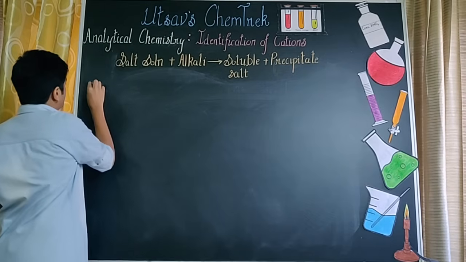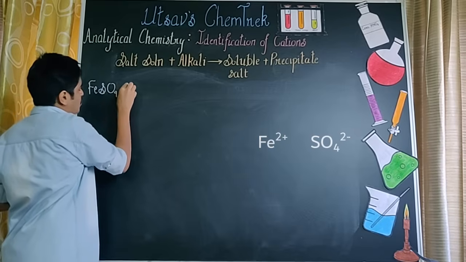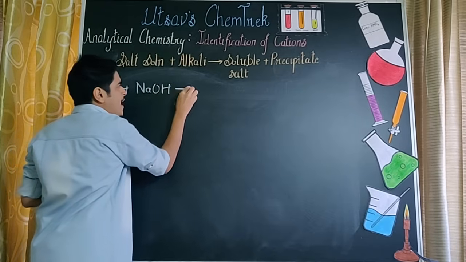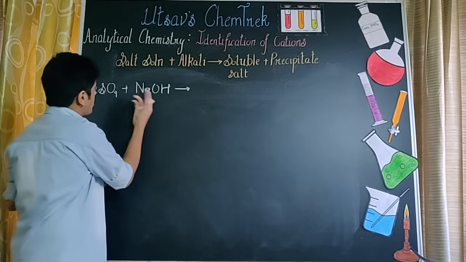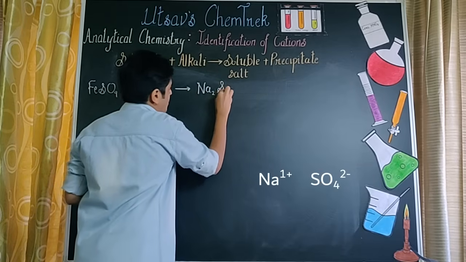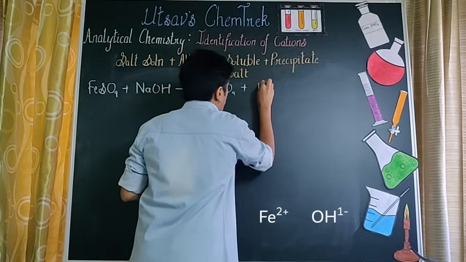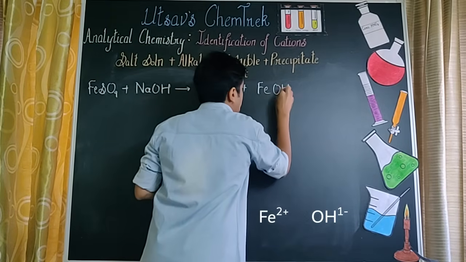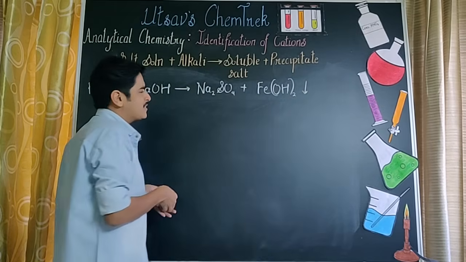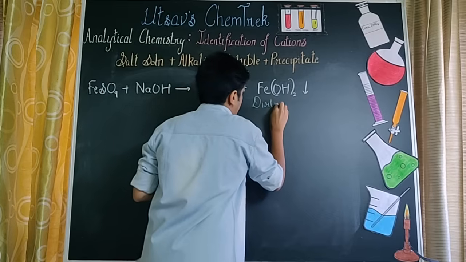The first salt that we had taken was ferrous sulfate, which is given by the formula FeSO4. We add a small amount of sodium hydroxide to it, and right now we are adding it drop by drop. Sodium goes to sulfate, I am going to get Na2SO4. After which I am going to get Fe(OH)2. Now this particular part over here is going to be my precipitate, and the interesting thing is that this precipitate is going to be dirty green in color.